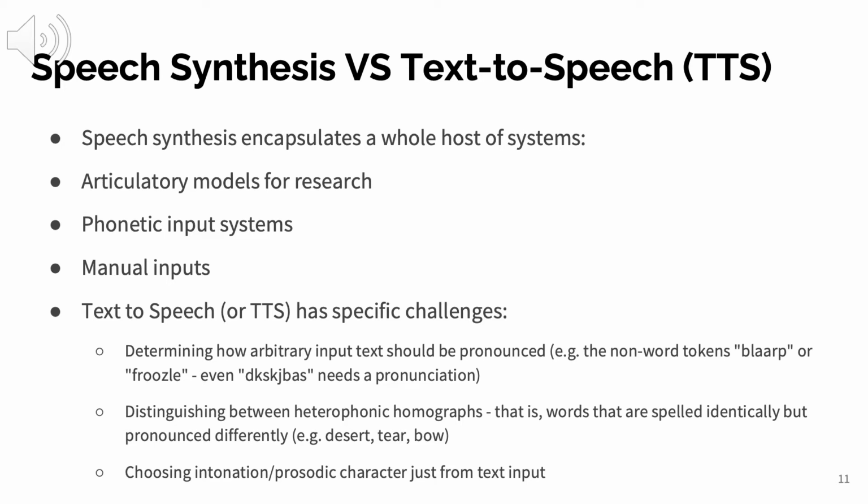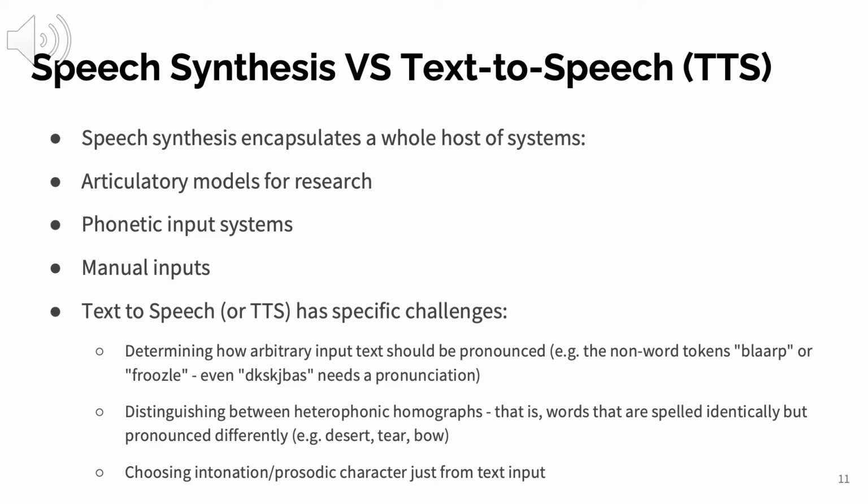Then things like phonetic input systems. So rather than inputting text, you're directly inputting the specific speech sounds or the configurations of the vocal tract that you want. Whereas with text-to-speech, you're inputting English language or natural language text, and then wanting to go to a speech waveform.